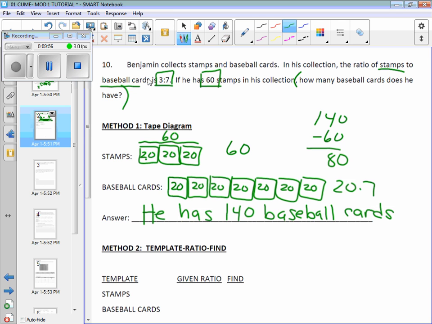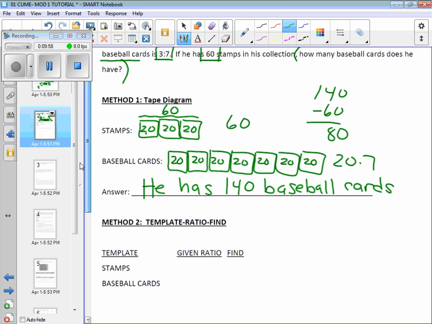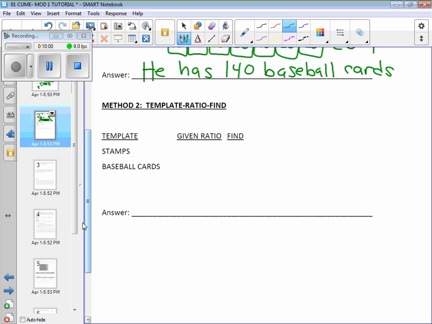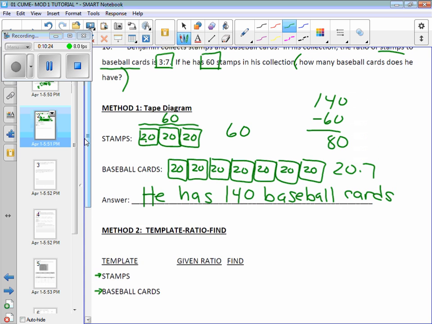Method 2, same question, just a different way to do it that you might be more comfortable with, and I wanted to expose that to you as well because it's been a while. And that's our template ratio find method. Our template is here. It's stamps over baseball cards. They kind of serve as placeholders, where to put our given ratio and where we're going to put our find ratio. The given ratio is exactly as is. It's our given ratio in the question.